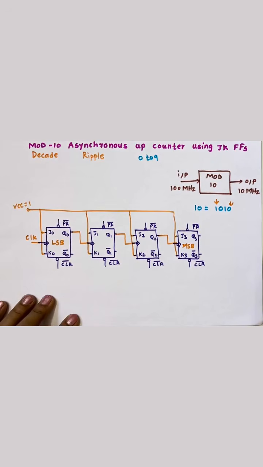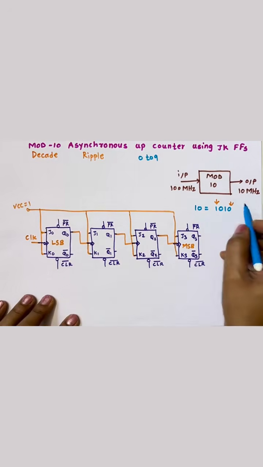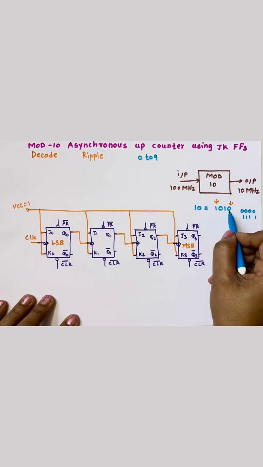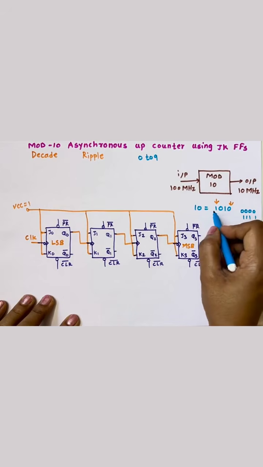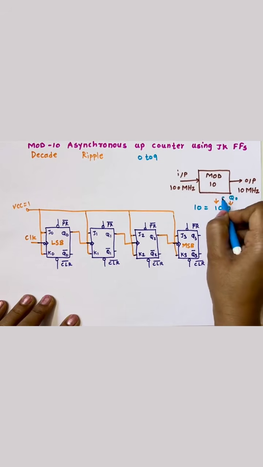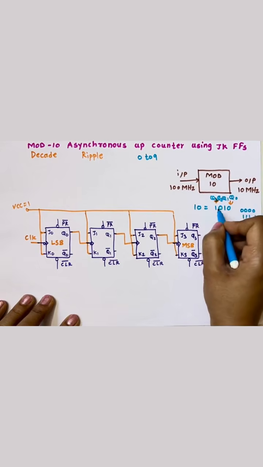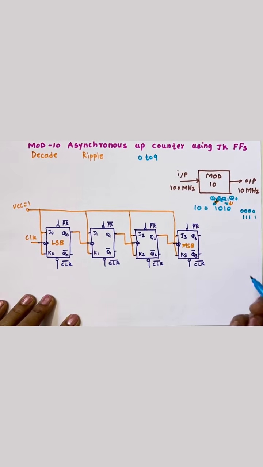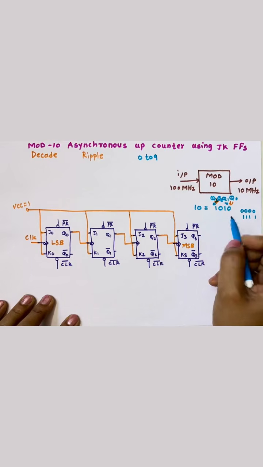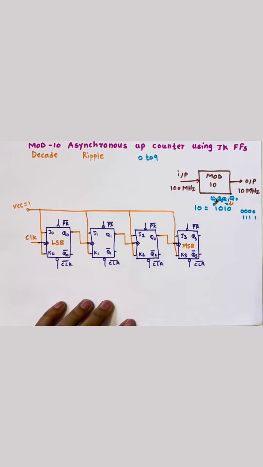Now let's design the clear logic. If you implement this counter, it will naturally count from 0, 0, 0, 0 up to 1, 1, 1, 1. But I want to stop at 1, 0, 1, 0. I want to count up to 9. In 1, 0, 1, 0, these are Q0, Q1, Q2 and Q3. Out of these 4, Q3 and Q1 are 1. So you need to take Q1 and Q3 and connect them to the inputs of a NAND gate.